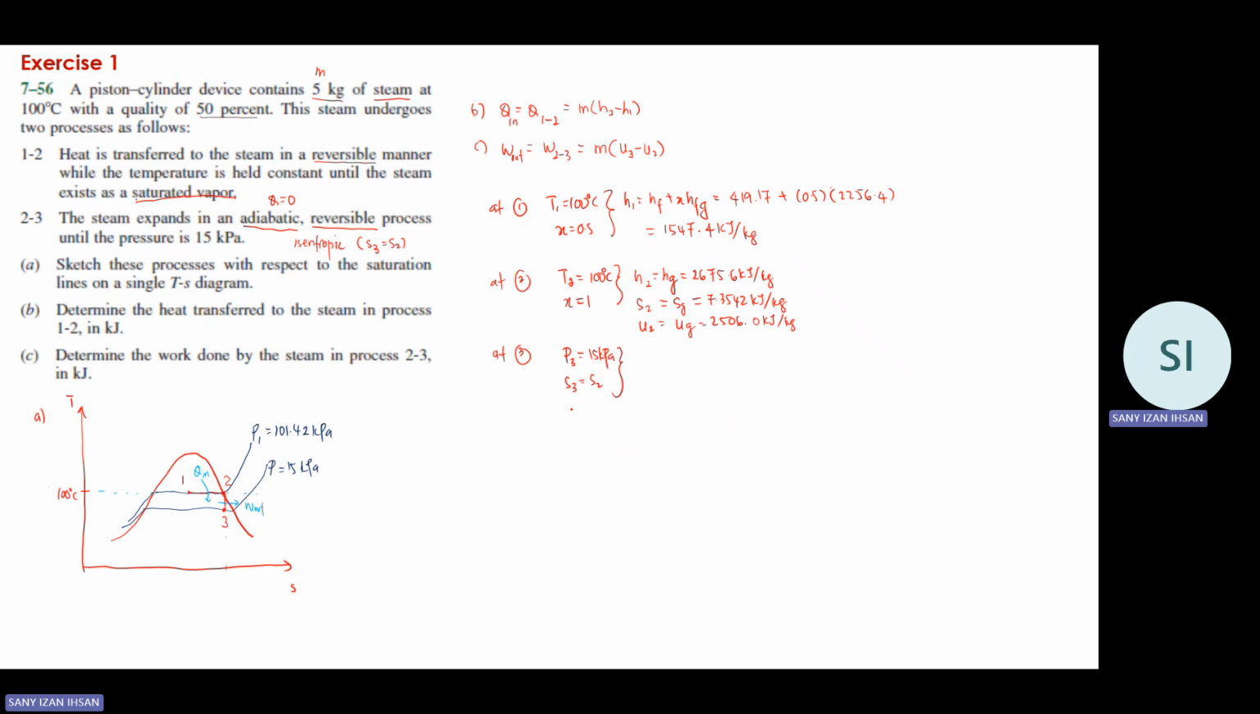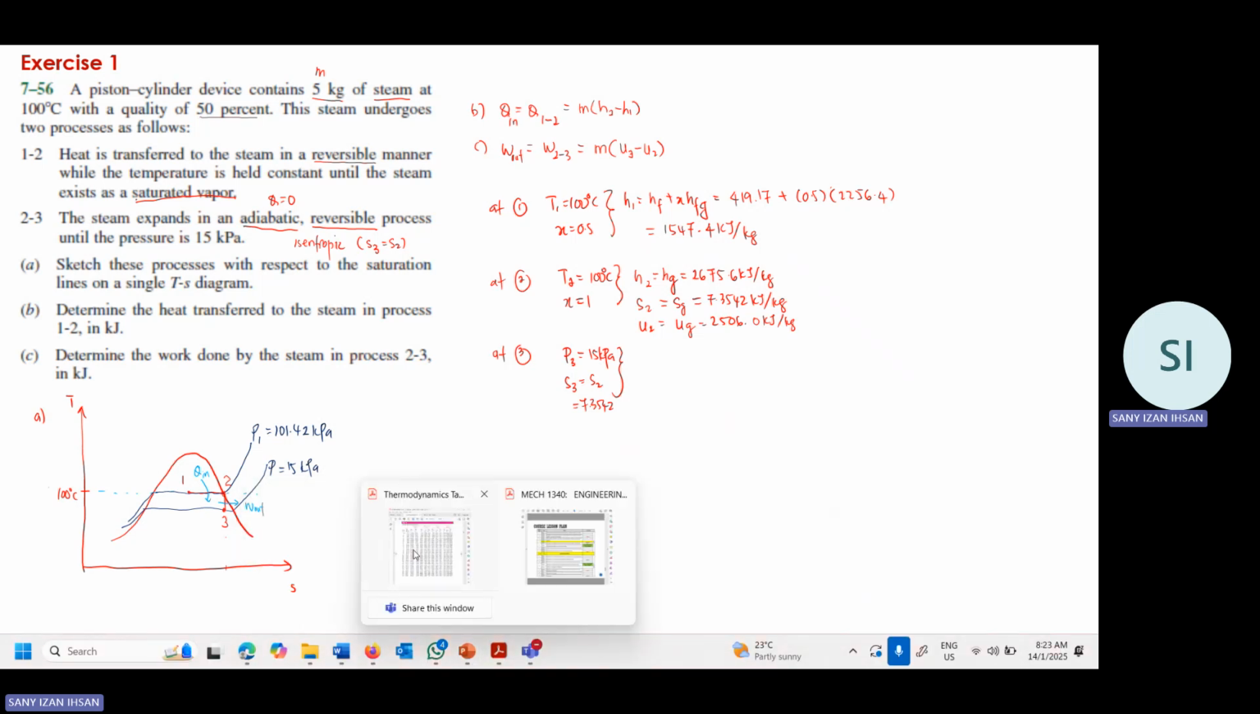Then we can go here now. S3 is equal to 7.3542. Okay, that is the information. And pressure is 15 kilopascal. So we are not sure. Well, from the figure, then we know that it is going to be in the saturated mixture. So let's check in our table whether that is correct.